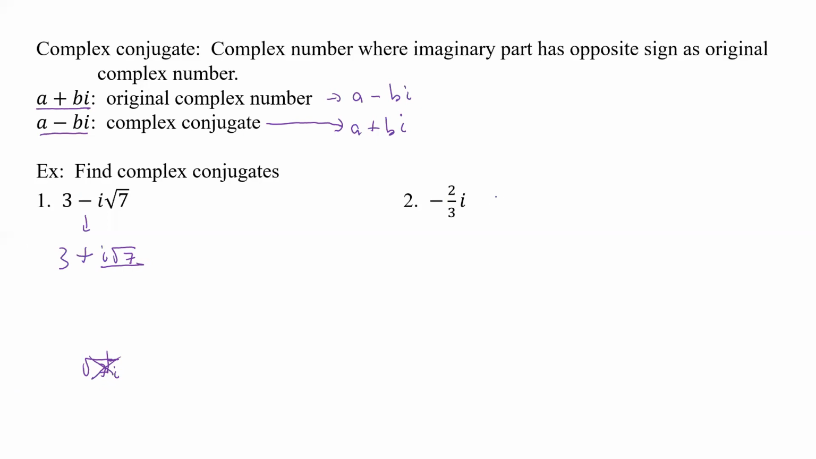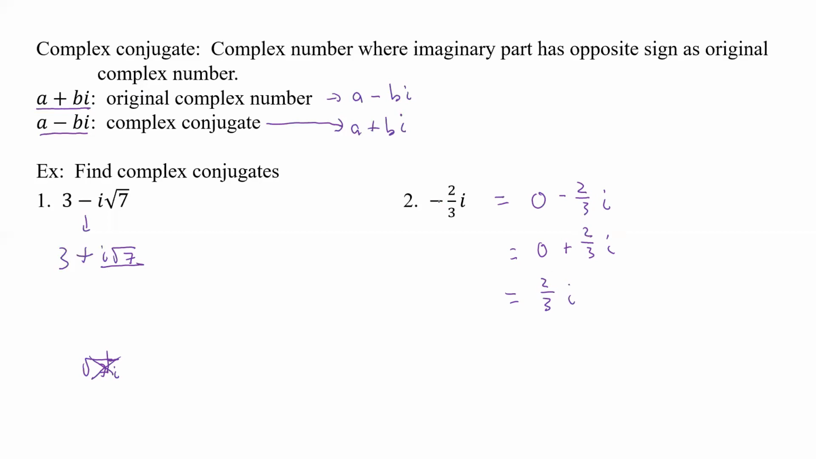Well, here, really, what is this? Well, that's 0 minus 2/3 i. And so that's our original. So what we're going to do is it looks like this. So we're going to change it to a 0 plus 2/3 i. And then if we go ahead and drop that 0 again, that's just 2/3 i. Now you could have gone straight from here to here, and that's fine.